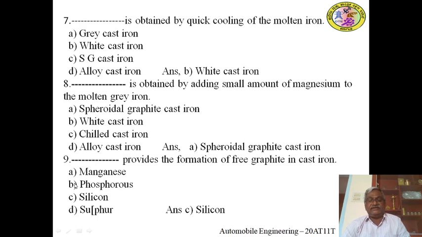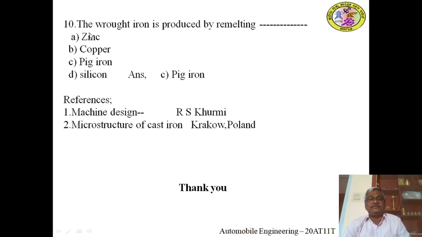Question number 9. Silicon promotes the formation of free graphite in cast iron. Wrought iron is produced by remelting pig iron.